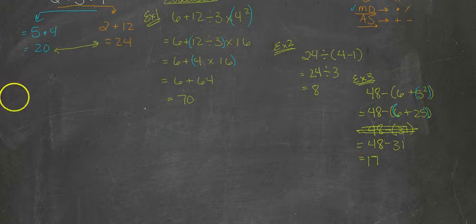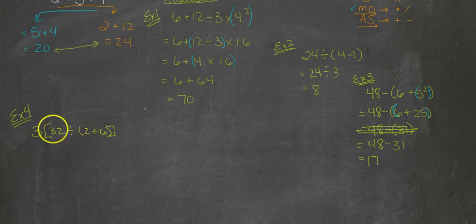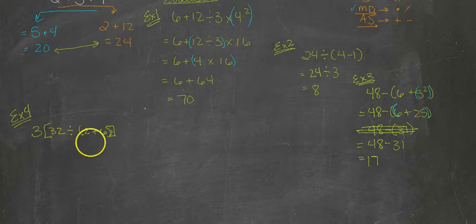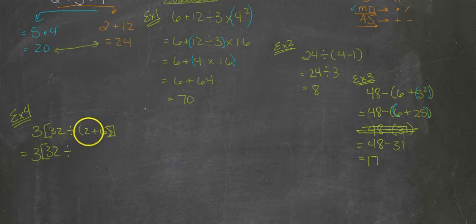Okay, so let's do one that's really big. Example 4. It has a lot going on. Let's see, 3, and I'm going to use a bracket because inside the bracket, 32 divided by, I'm going to have a parenthesis. Okay, so a bracket, notice I have parentheses inside of the bracket. That means that I have to do this inside parenthesis first. And I only have one operation, so it'll only take one step to get rid of those parentheses. So I have 3, I still have a bracket, 32 divided by, well, 2 plus 6 is 8.